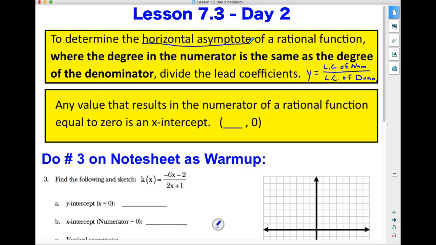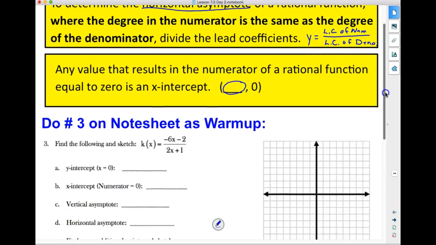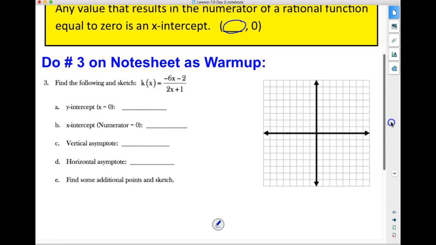And one great sketching aid here: the values that make the numerator of a rational function equal to 0, which are the zeros of the numerator, are x-intercepts, so there's something, comma 0, showing that they are on the x-axis. As we go through this first warm-up problem, you can give it a shot here quick.